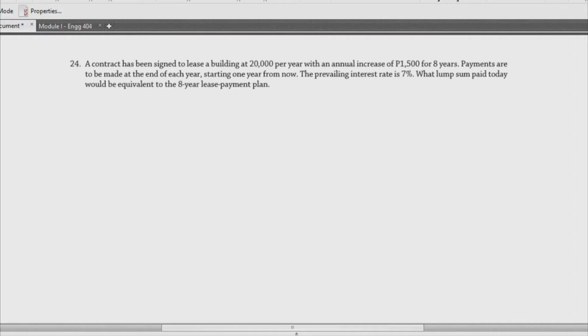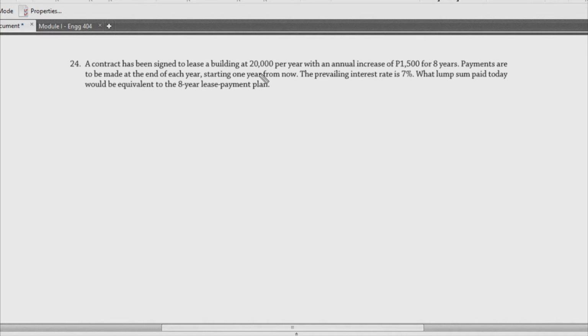Now we are down with the last two problems, and for this one, we have arithmetic gradient series. So let's read the problem first. A contract has been signed to lease at 20,000 per year. Now, in your handout it is 200,000, so make it 20,000. Okay? 20,000 per year with an annual increase of 1,500 for 8 years.